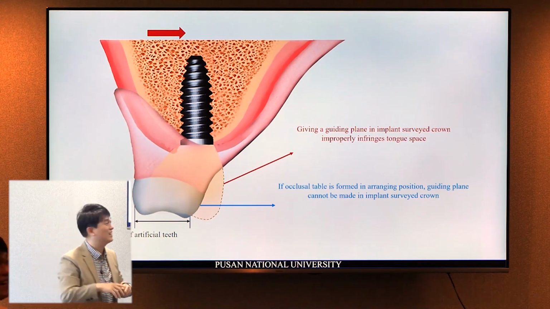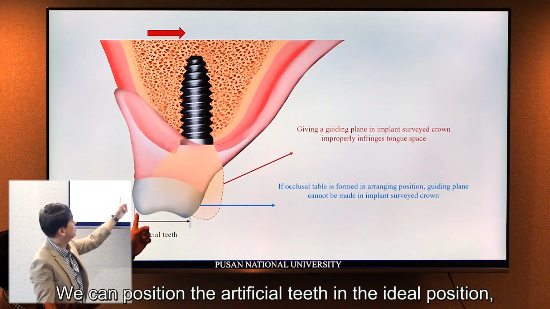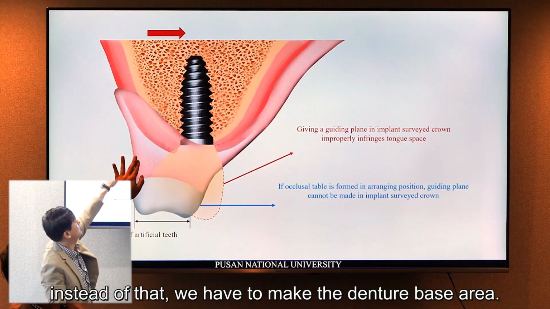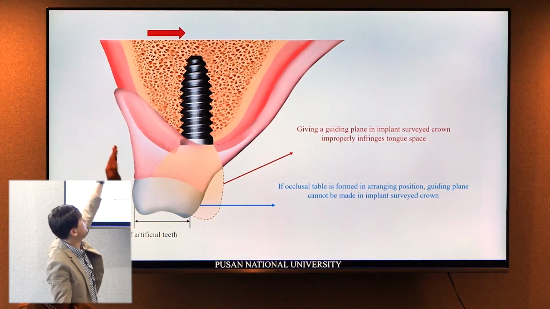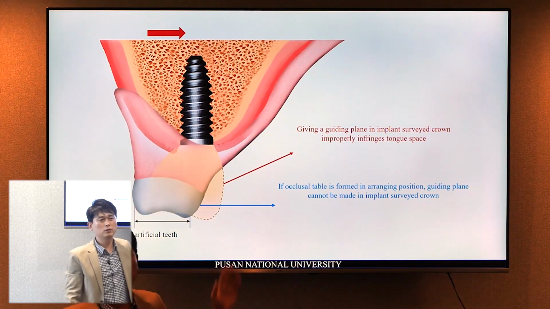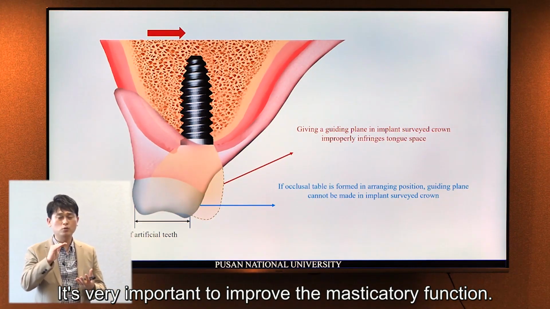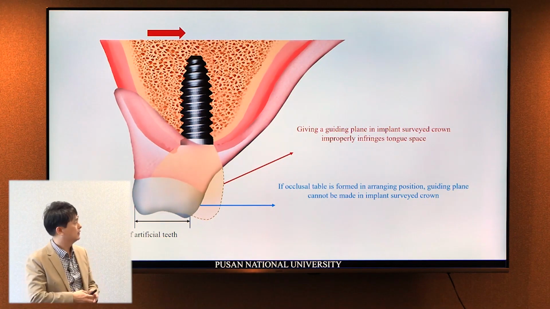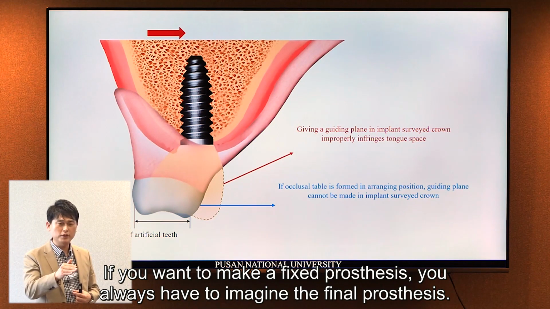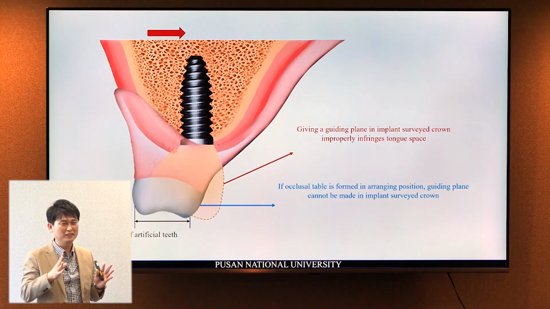Do you understand? So at that time we cannot position the artificial teeth in the ideal position. Instead of that, we have to make the denture base area. So we have to increase the cheek function and tongue function. So it is very important to improve the masticatory function. So if you want to make the fixed prosthesis, you always have to imagine the final prosthesis.